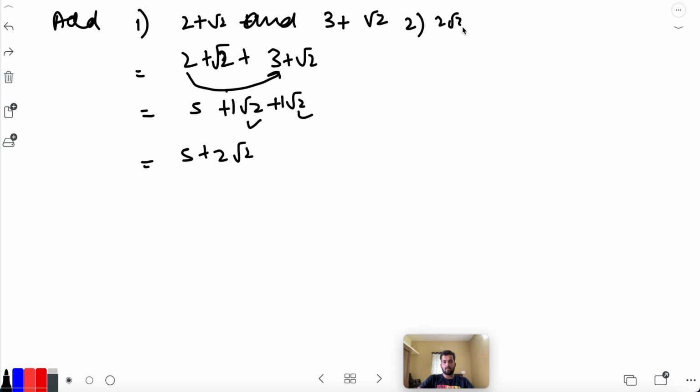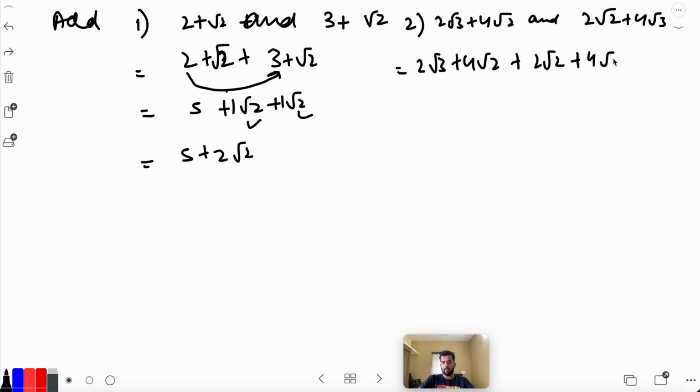Let's take another example. Assume we have 2 root 3 plus 4 root 2 and 2 root 2 plus 4 root 3. Now first write in the summation form. Now see, root 3 and root 3 add together, root 2 and root 2 add together. Here is 2, here is 4. What is the answer? 6 root 3. Here is 4, here is 2, 6 root 2.